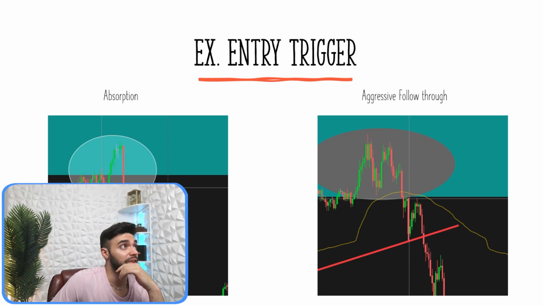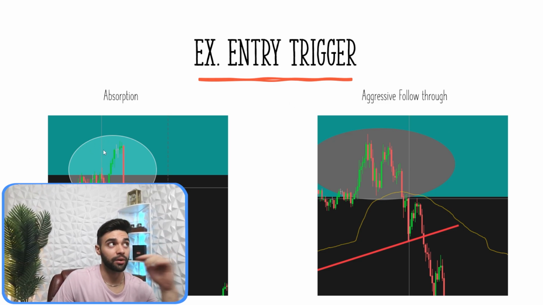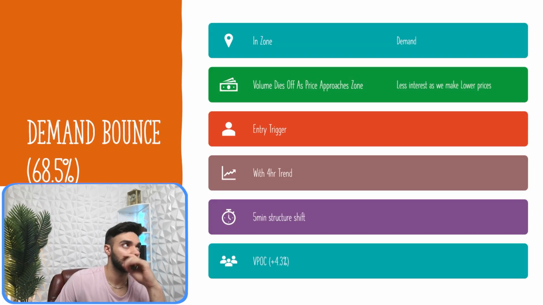Now for this example, the entry trigger was actually absorption. So right here we have an absorption, and we talked about this in the previous video, right? Absorption, right? And here's aggressive follow through, meaning that we had an aggressive move down into the imbalance for a sell-off. Now we'll talk about entry triggers here in a second. Let's keep going over the setups, right?